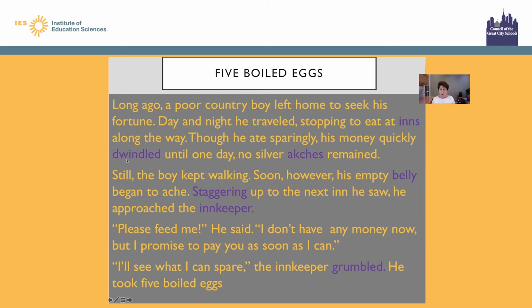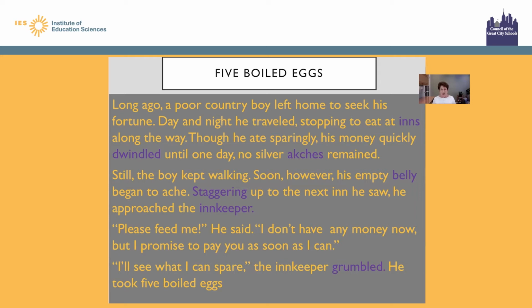Other words may be somewhat more difficult to decode, like dwindled. And it may be that students really haven't ever heard that word before. And when they decode it, they can't figure out if it's accurate. Now, what happens to the students who aren't proficient with the 2,500 morphological families that account for the majority of the words? Those are the words in gold. What if you don't know the word sparingly? Or what if you can't decode, and even if you can, don't know the word approached?